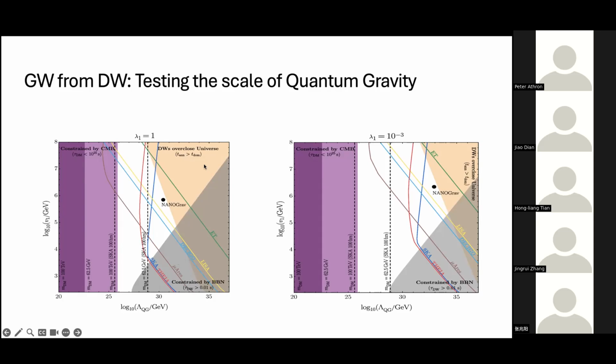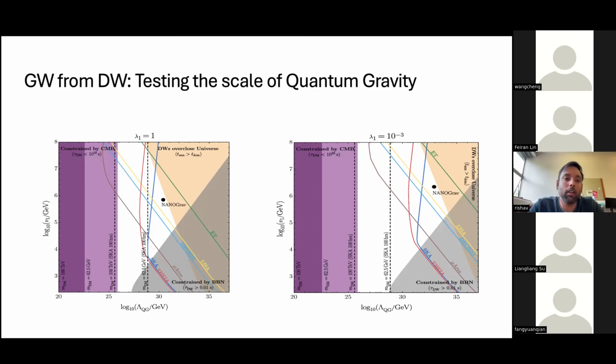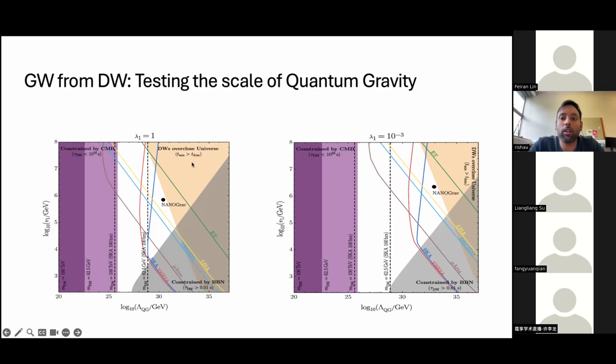Apart from that, we have these two color shaded regions. One is gray and one is orange. The gray region is constrained from BBN, so this is completely disallowed. And the orange region is basically a region of parameter space where the domain wall can dominate the energy budget of the universe, and it can actually overclose the universe. So we don't want to go into that region. So the only allowed region is the white region of parameter space.